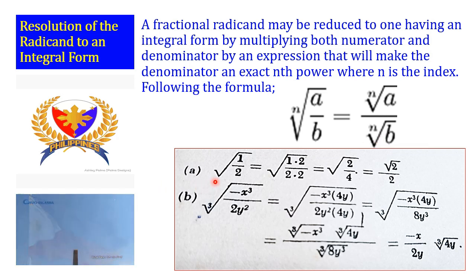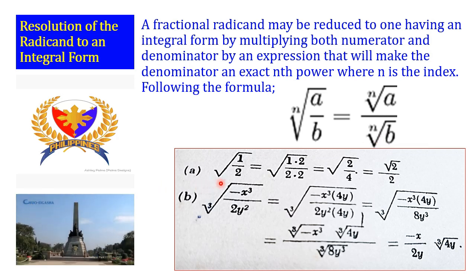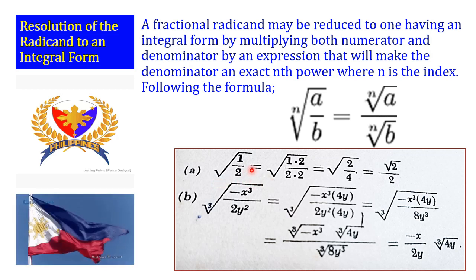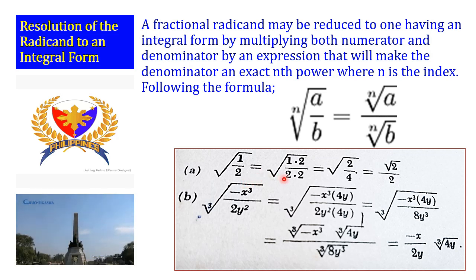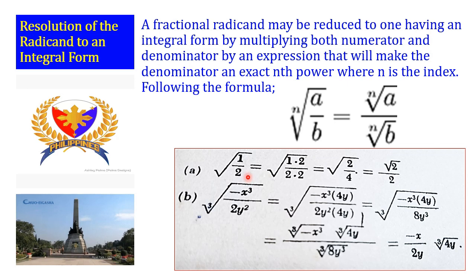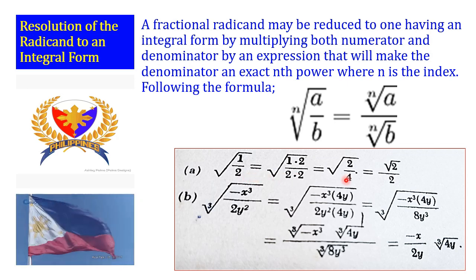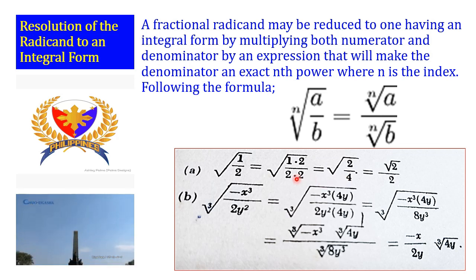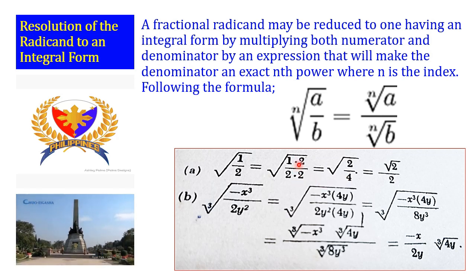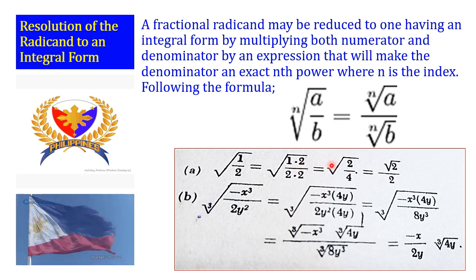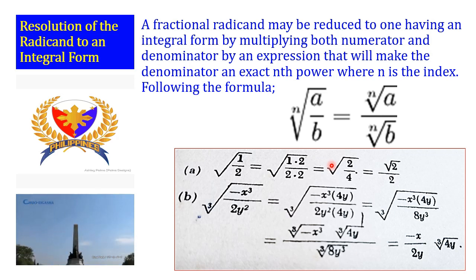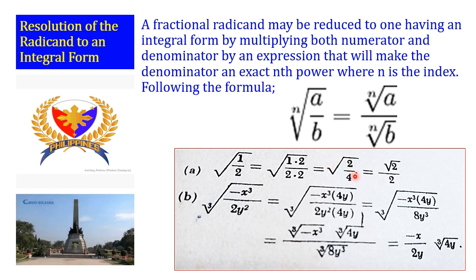Halimbawa, the square root of 1/2. Maaari nating i-multiply ang numerator at ang denominator sa isang numero na magbubuksod sa denominator para maging perfect square root. Ano yun? E di 2 para maging 4 siya. Therefore, we multiply both the numerator and the denominator by 2 and we end up with a radical that is the square root of 2 over 4.